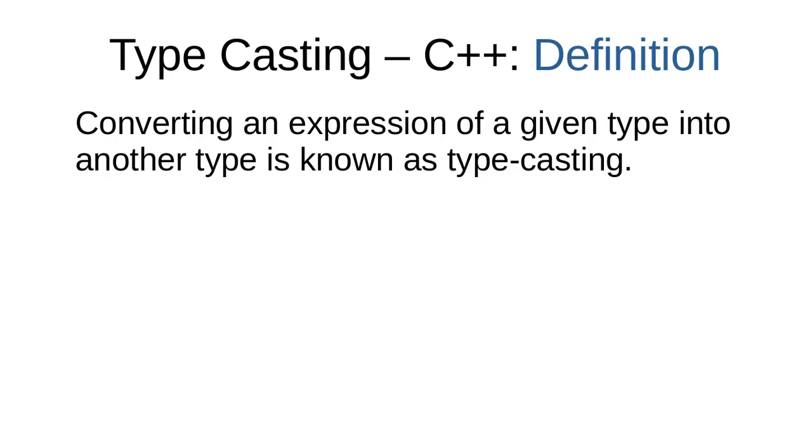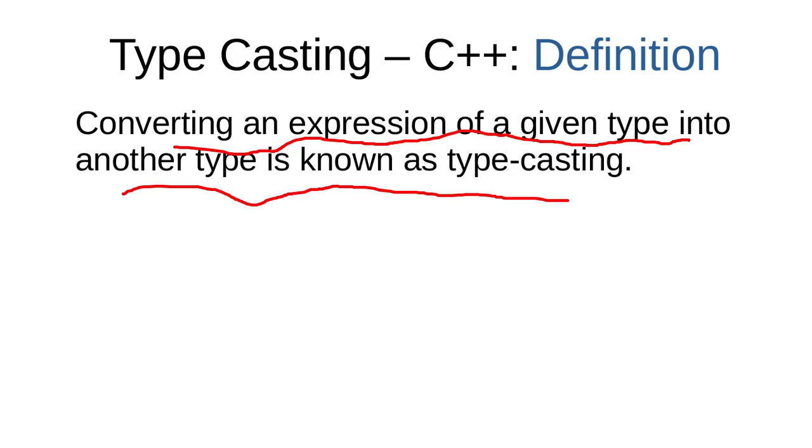Typecasting definition. Converting an expression of a given type into another type is known as typecasting. So for example, if I want to convert an integer into a type long integer, this is called casting. It's conversion from one type to another type.